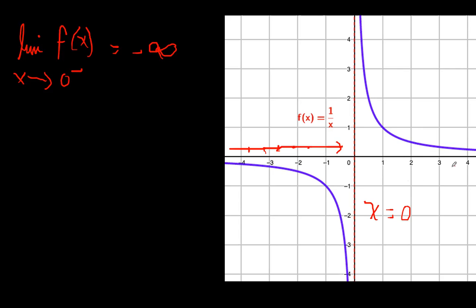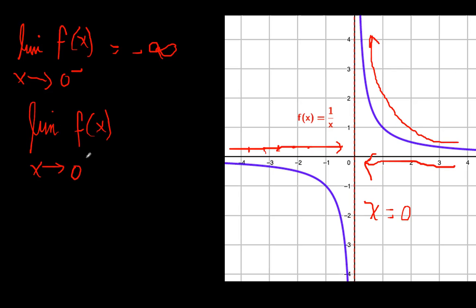On the other side, as the value of x approaches 0 from the right, the value of the function f of x is increasing without bound. Which means that the limit of the function f as x approaches 0 from the right is positive infinity. If we write that, it becomes the limit of f of x as x approaches 0 from the right is equal to positive infinity.